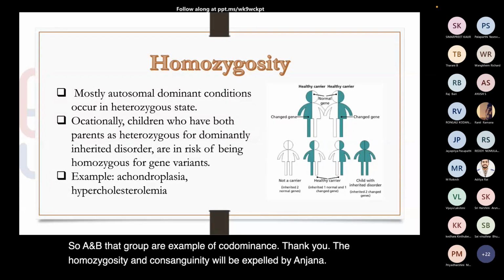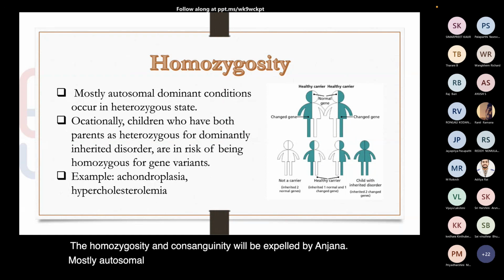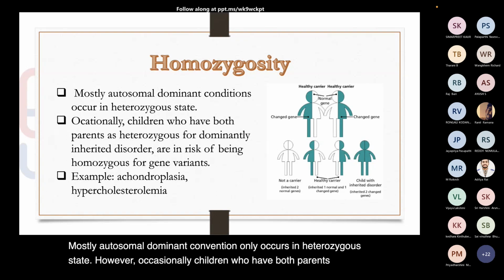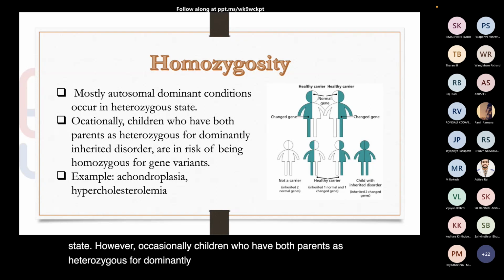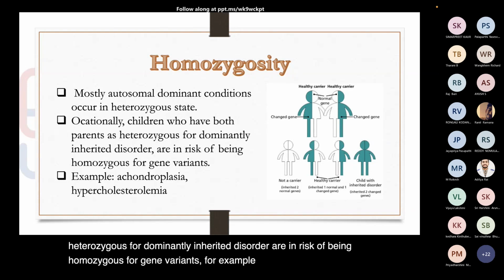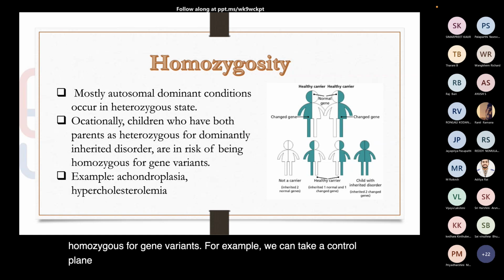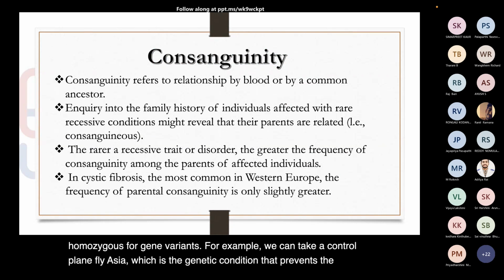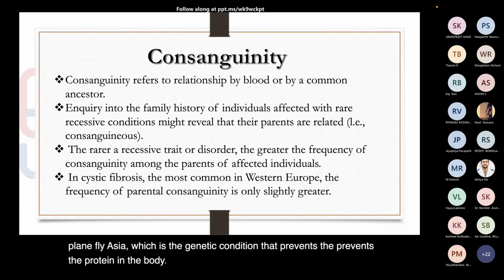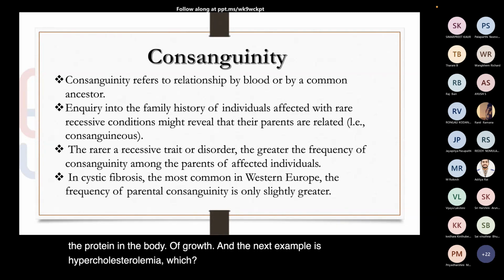Mostly, autosomal dominant conditions only occur in the heterozygous state. However, occasionally, children who have both parents heterozygous for a dominantly inherited disorder are at risk of being homozygous for the gene variants. For example, we can take achondroplasia, which is the genetic condition that prevents the growth of the body. And the next example is hypercholesterolemia, which is excess cholesterol in the blood.